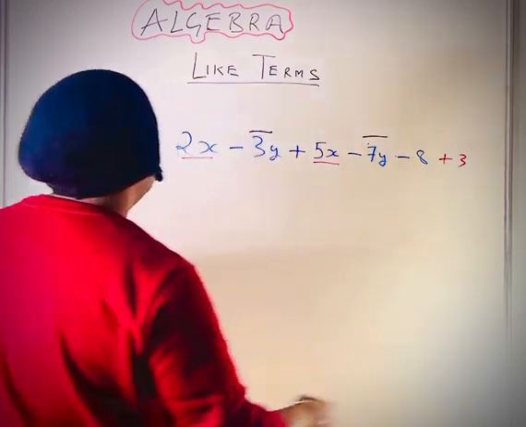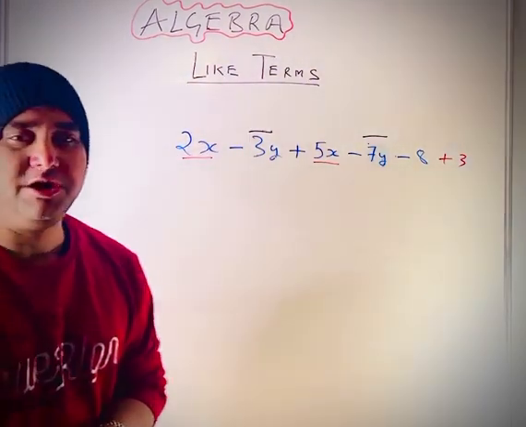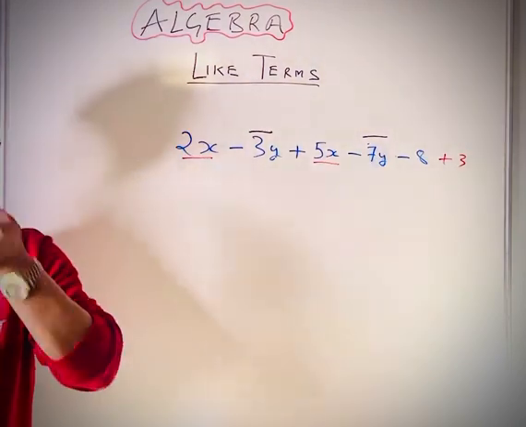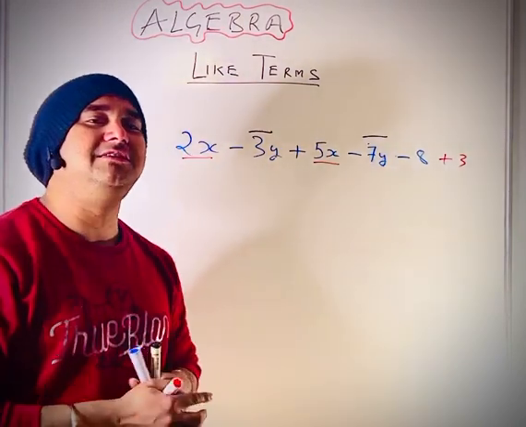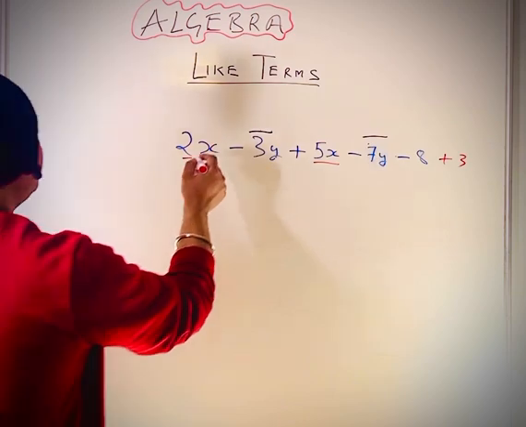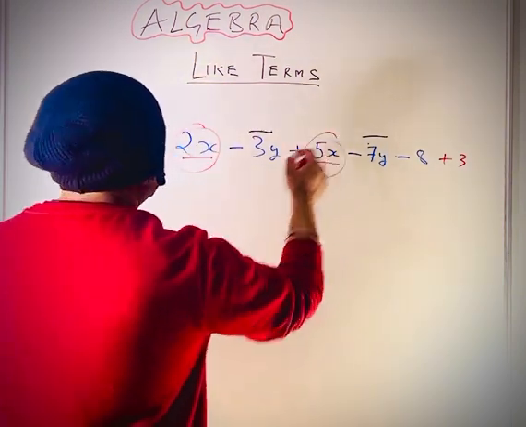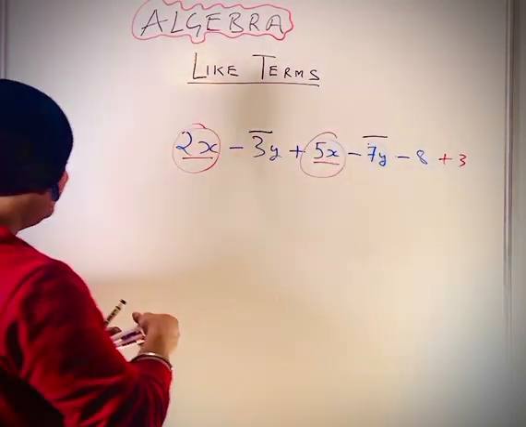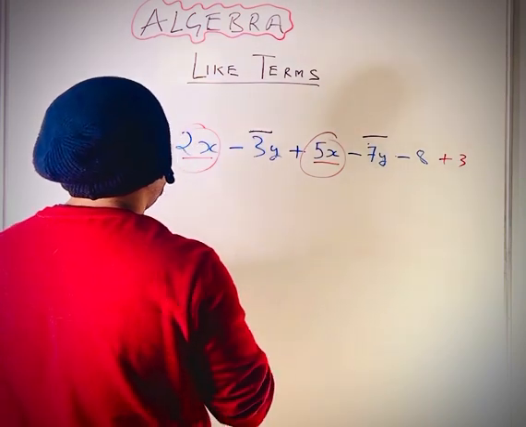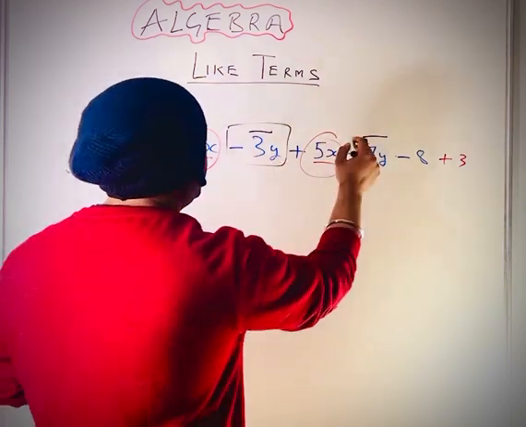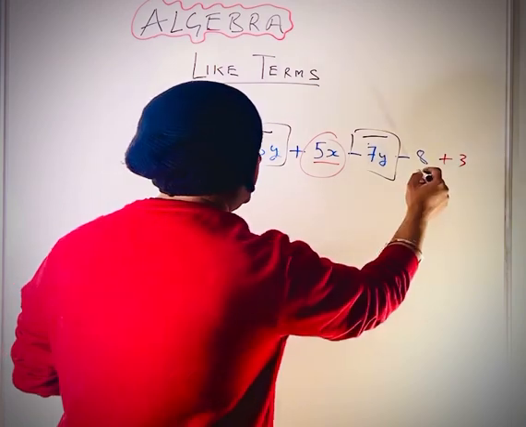So here, the first step, you need to identify the like terms. The first thing you need to do is identify the like terms. And what like terms do we have? 2x, 5x, right? Then we have 3y, right? Minus 3y, and this one, and these two.